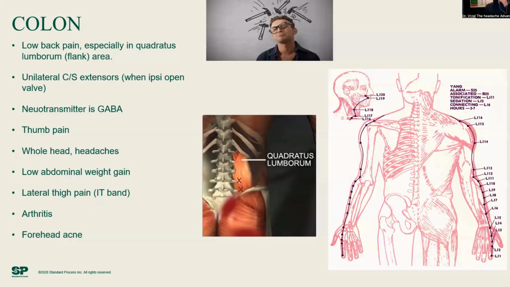IT band syndrome is going to be more prominent in runners or cyclists. They'll be the ones to notice it. And if we keep ignoring these signs, we end up with the lower abdominal weight, but arthritis long term. Forehead acne also means months of colon concerns.